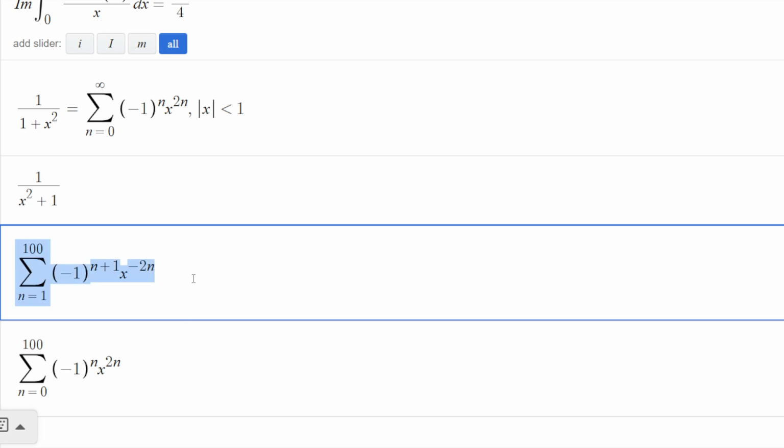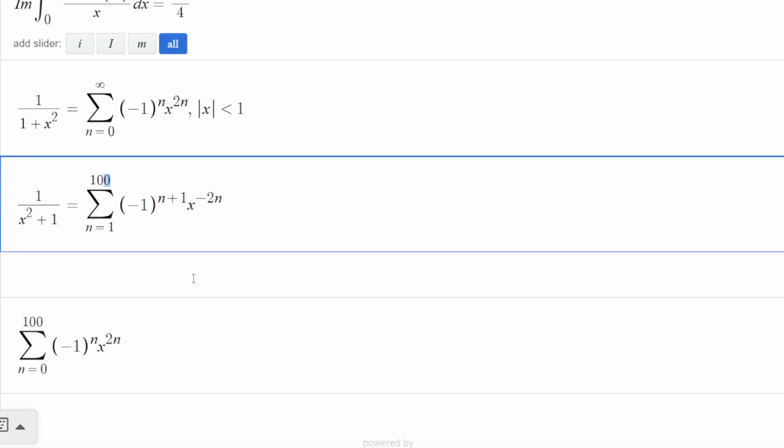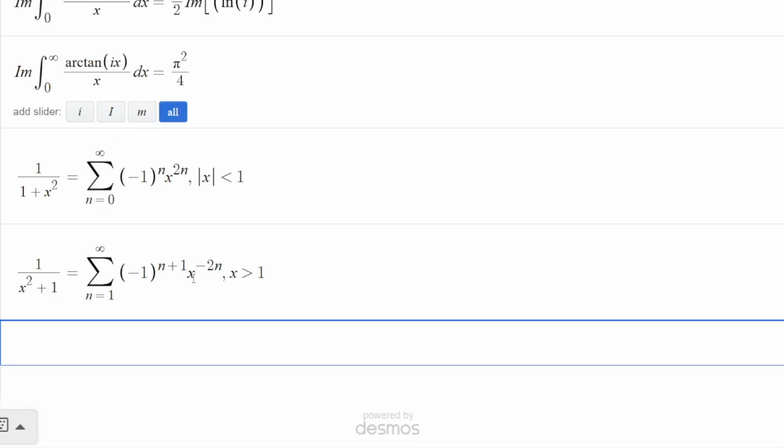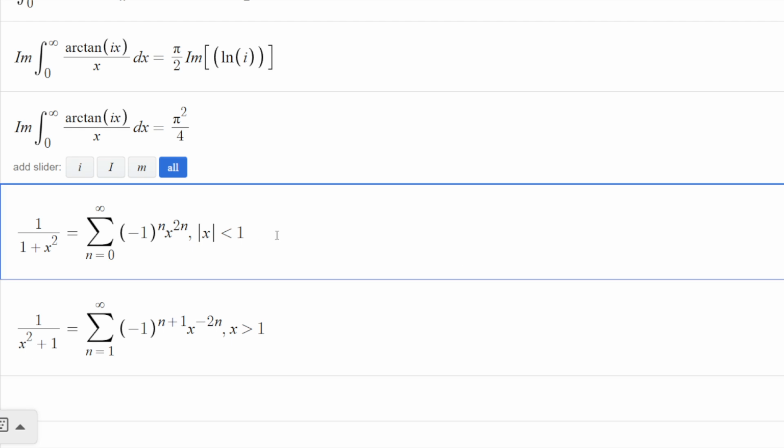And it's equal to this, sum from n equals 0 to infinity. And this is good for x greater than 1. Okay, all right, let me collect my thoughts here. What were we doing? Yeah, that's right. We were actually interested in arctangent formulas.